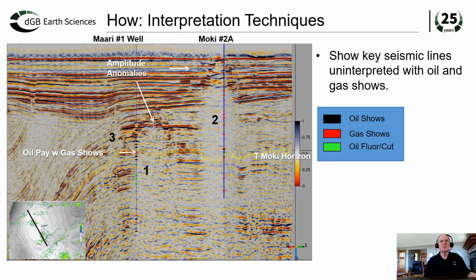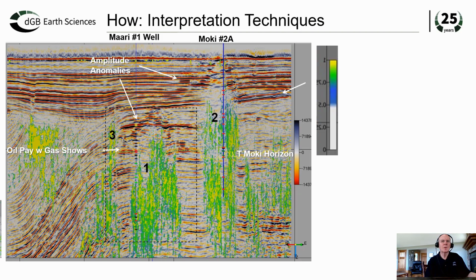We can then, on these key seismic lines, show the work uninterpreted, so you can see the seismic character of the chimney, and include with the well data any oil or gas shows, or electric log information if you have it. We can then show the line interpreted.